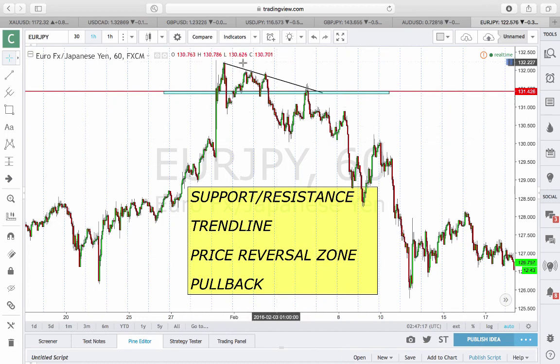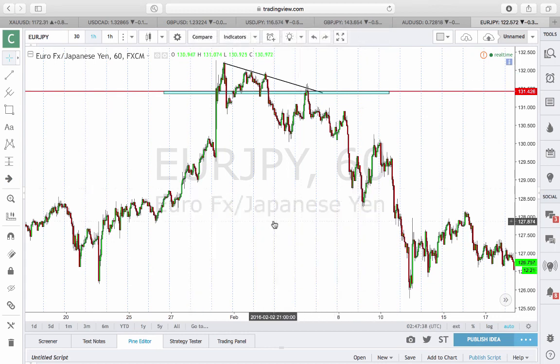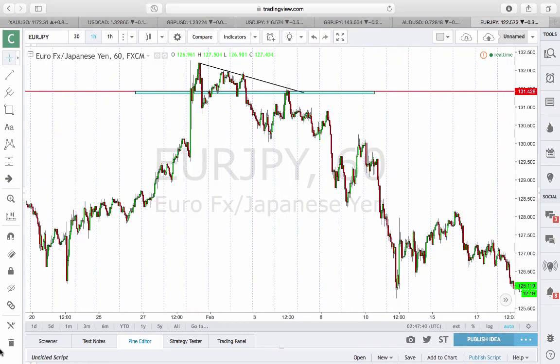I'm showing you with this trade setup how simple it is by just crossing off the checklist. Trend line, check. Resistance, check. Price reversal zone, check. And is it a pullback? Does that mean the ceiling was once a floor? Check. Awesome. That is putting it all together. Let's do another example.